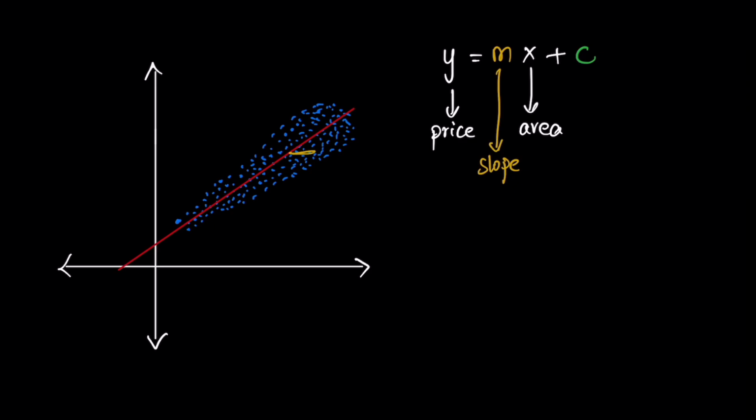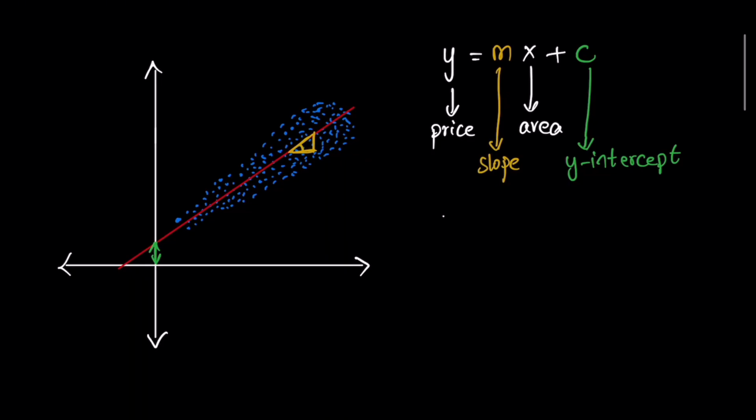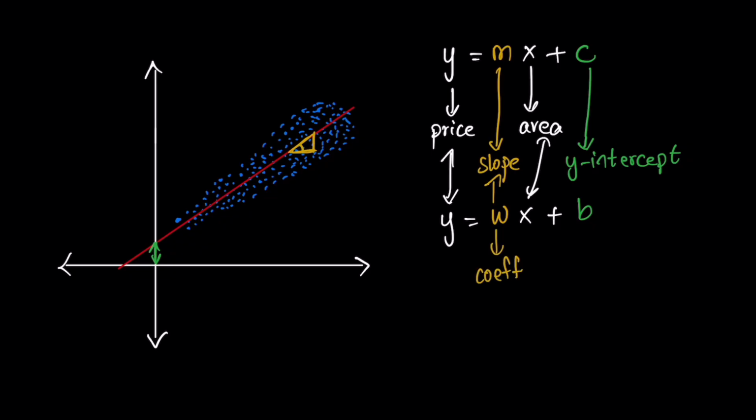M is the slope, which determines how much the model is tilting towards or away from the x-axis. And there is c, the y-intercept, which tells us where the line is cutting the y-axis. The same equation in terms of machine learning is written as y equals wx plus b. Again, y is the price, x is the area, w is the slope, but it is also called a weight or a coefficient. The b value, which is the y-intercept, is also called bias.